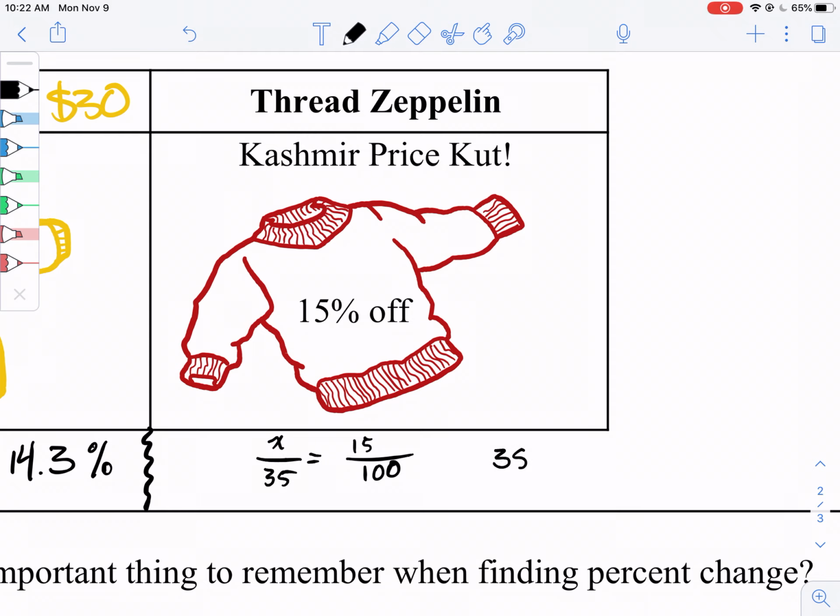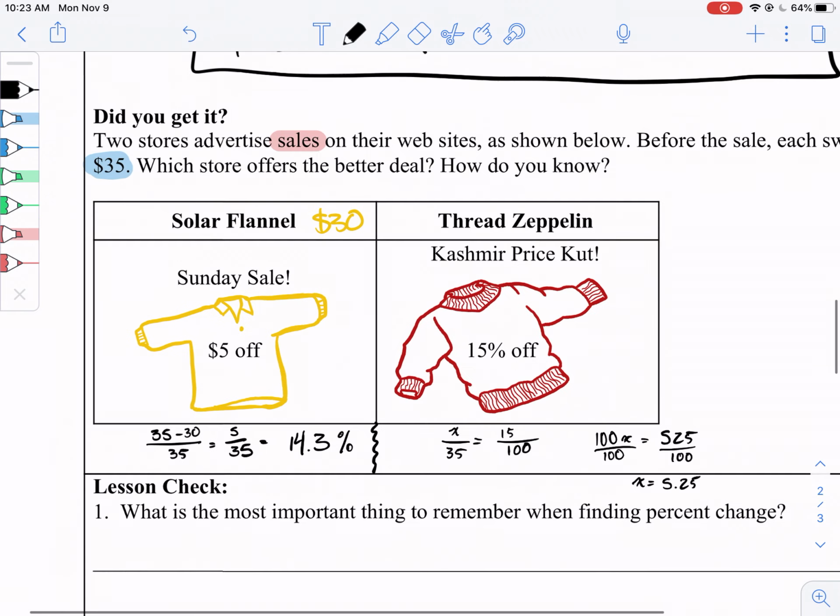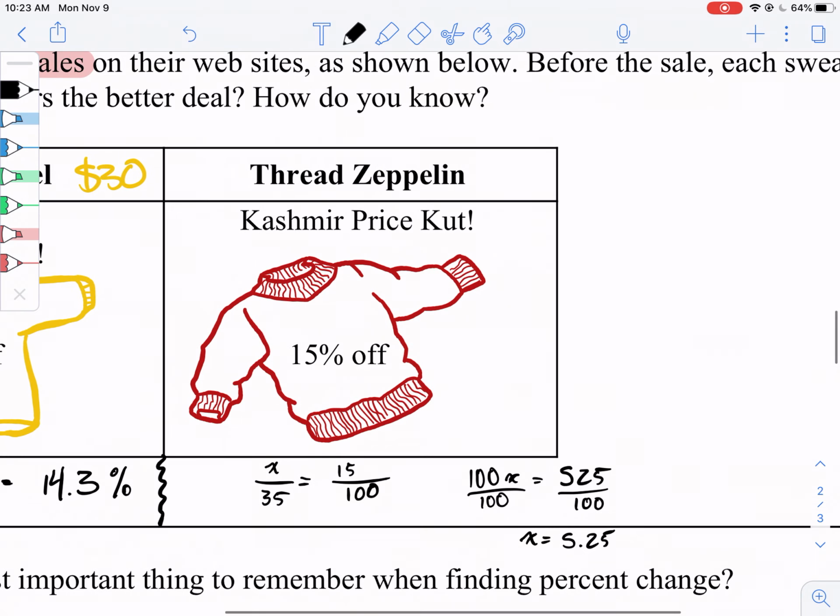Solving that gives us 3,500 equals 35 times 15, which comes out to 525. Sorry, I did something wrong. It's 100x. I don't know what I was doing. 100x equals 35 times 15, which is 525. Divide by 100 on both sides, and that gives you a discount of $5.25, which is greater than $5 off. So this is the better deal.